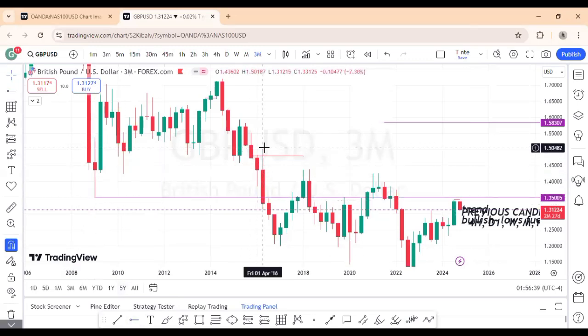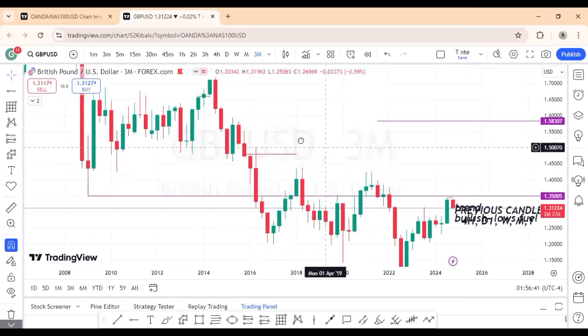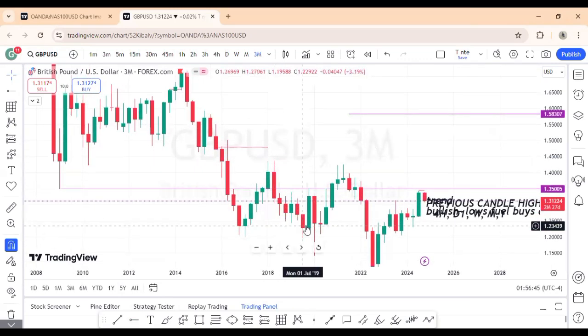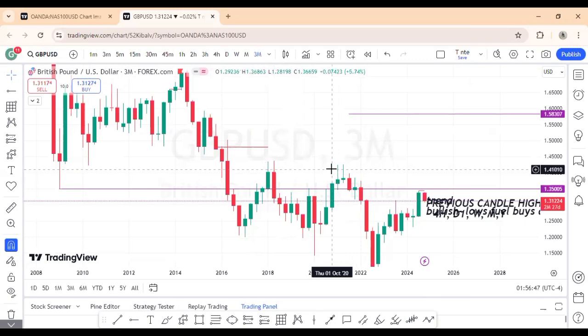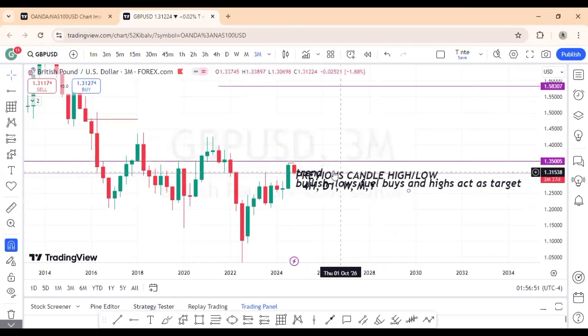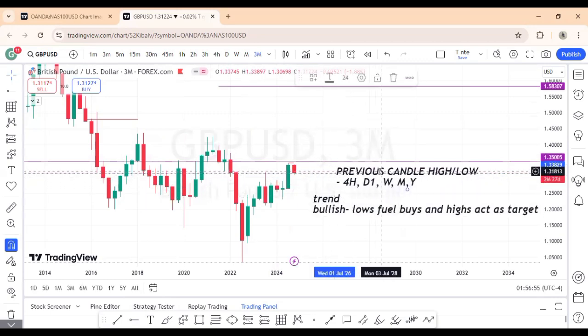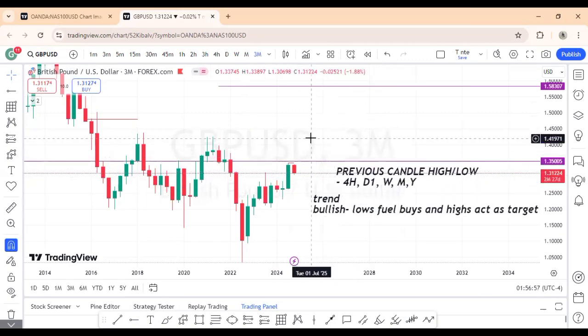Price went to do that, then the fuel to push down was ready. The same thing happened there. You can see how price looked at this high and then was pushed down. The same thing happened there. Price looked at the previous high and pushed down. So this is a call on repeat. It happens on repeat. So that is basically what it was.